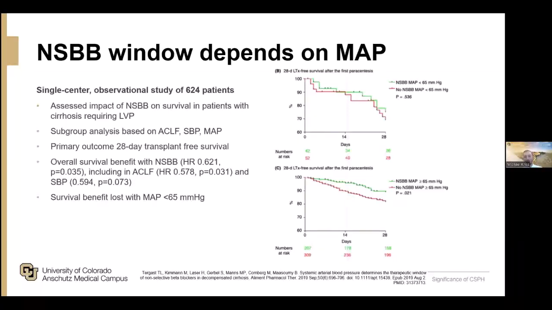However, if you look at the patients who had a mean arterial pressure greater than or equal to 65 who were on non-selective beta blocker, that mortality benefit was preserved. So really thinking about this as having a mean arterial pressure threshold for when these medications probably do or do not provide benefit, I think is the right way to think about it.